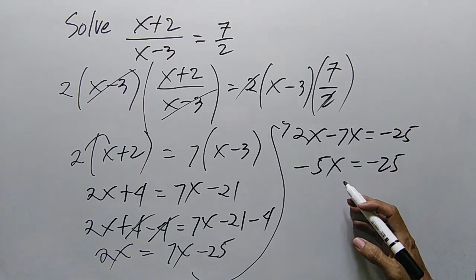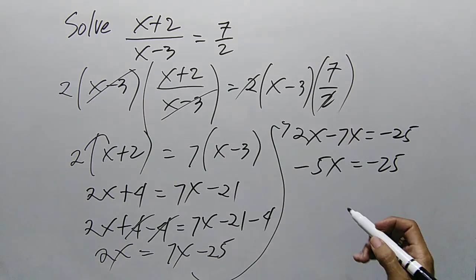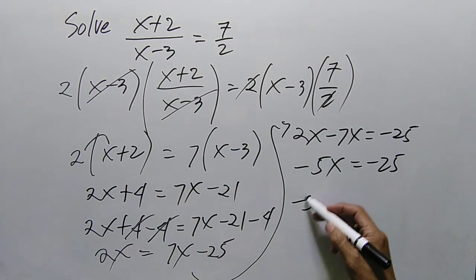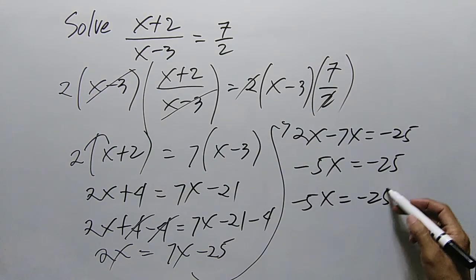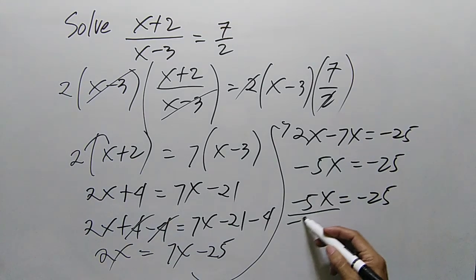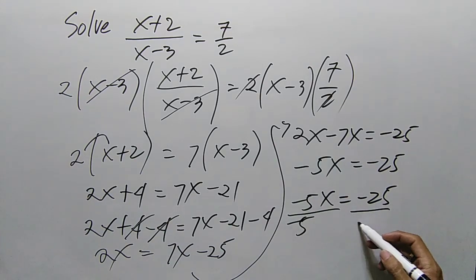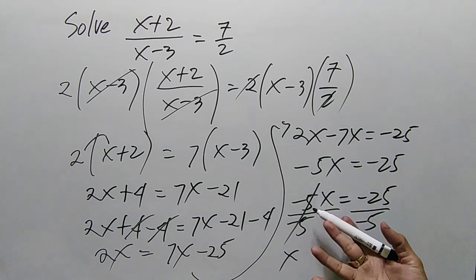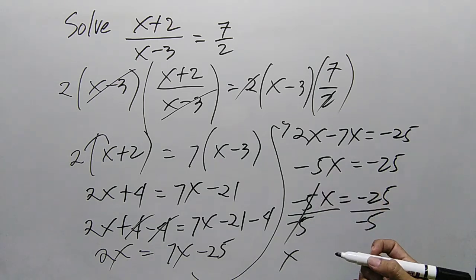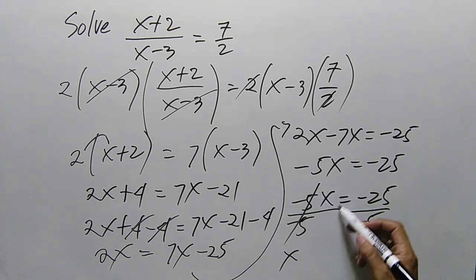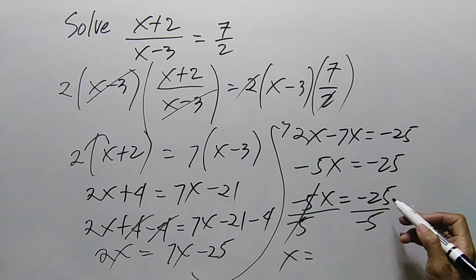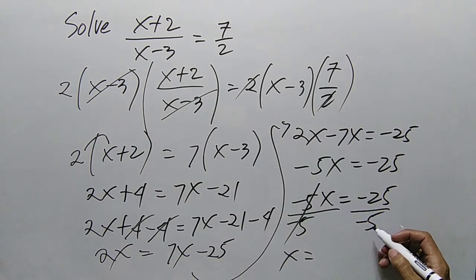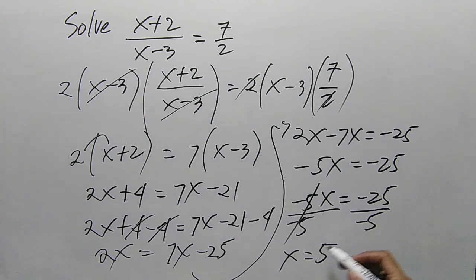Then, we will divide both sides by negative 5. Yung coefficient of x. Okay? So, negative 25, divide natin siya by negative 5. Divide natin sa kabila ng negative 5. Okay? So, ang naiwan, cancel natin yan. Kasi ang pag-divide natin yung negative 5 sa negative 5, ang result ay 1. So, naiwan dito, x na lang. So, negative 25 divided by negative 5 is positive 5. So, this is your final answer.